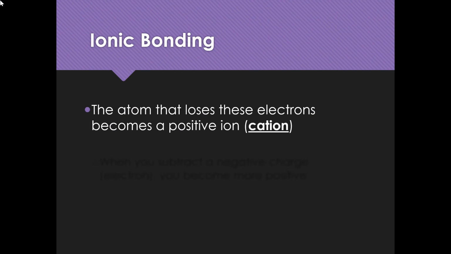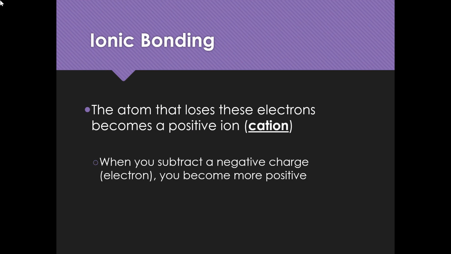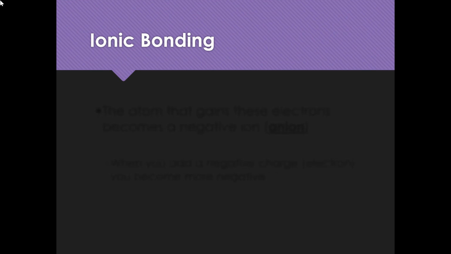So one of the atoms is going to lose electrons and become a positive ion, and that's called the cation. Remember when we did ions earlier, we said there were two types, cations and anions. The one that loses electrons is going to become positively charged by some number, and that's referred to as a cation. When you subtract the negative electron, it becomes positive. That makes sense. We talked about that when we were doing the numbers of electrons, protons, and neutrons in ions.